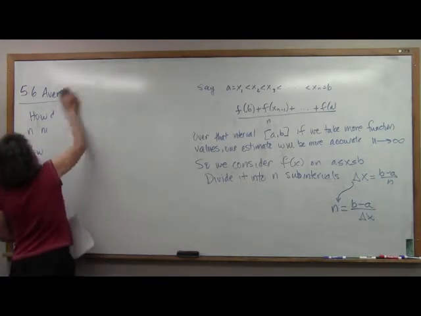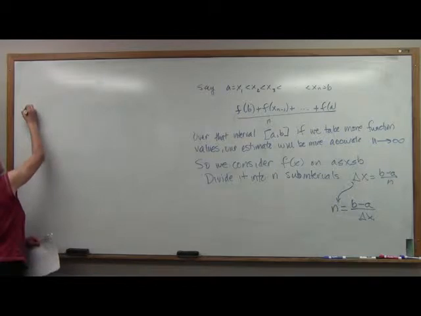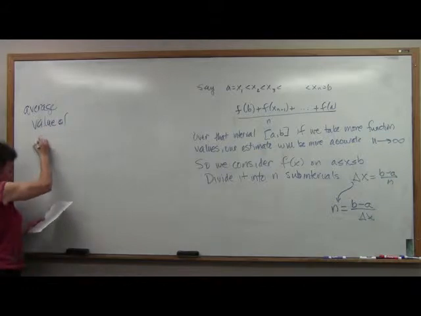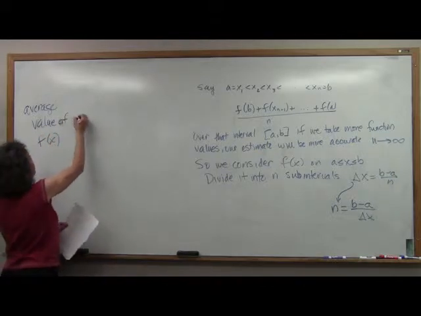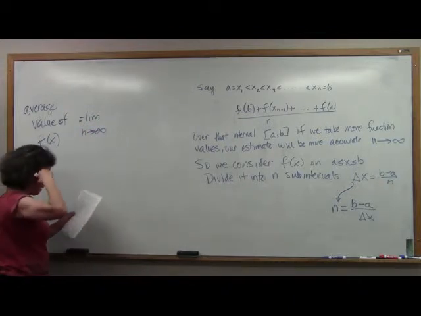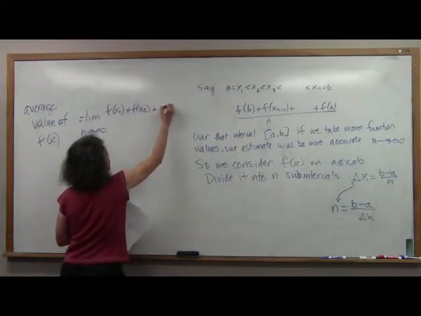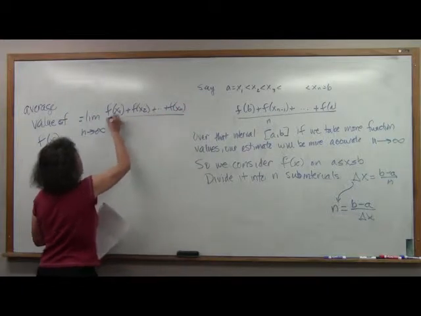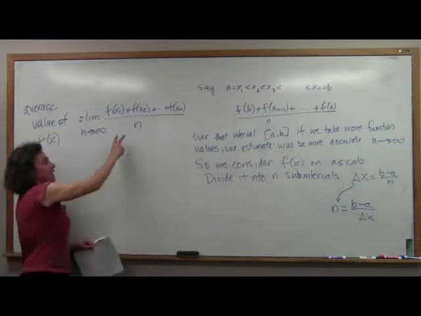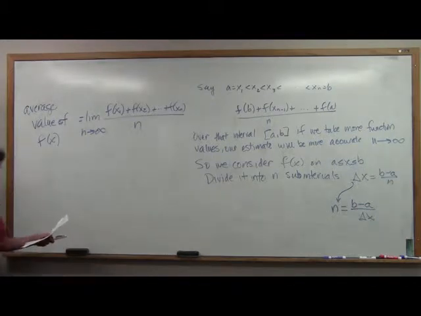Well, that tells us then that the average value of our function is going to be equal to the limit as n goes to infinity of our function value at our first point, our second point, all the way across the board, and then divide by n. Okay? Again, we're just taking the average, and then we're letting that number n go to infinity.